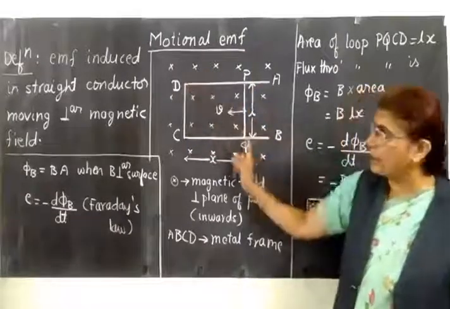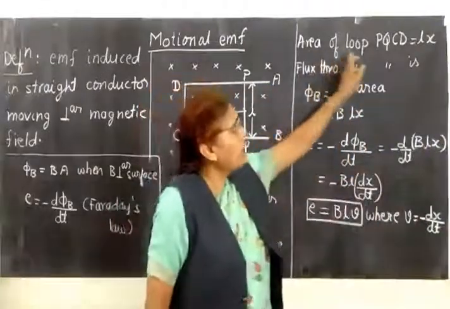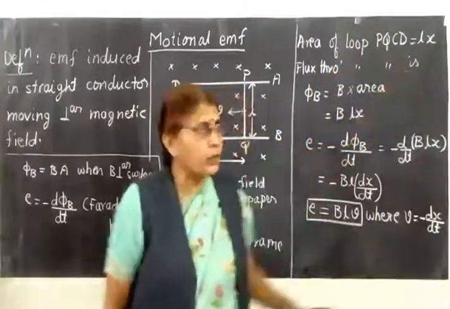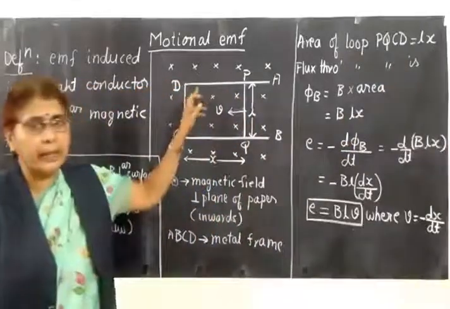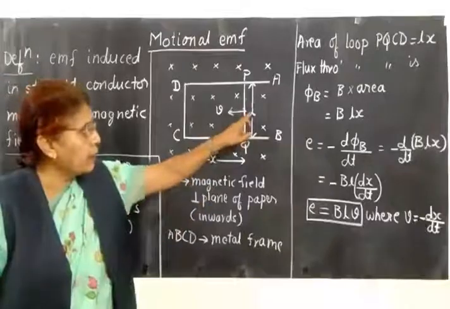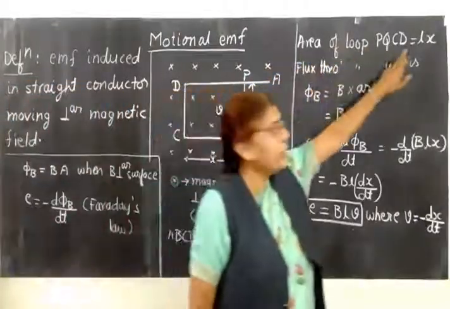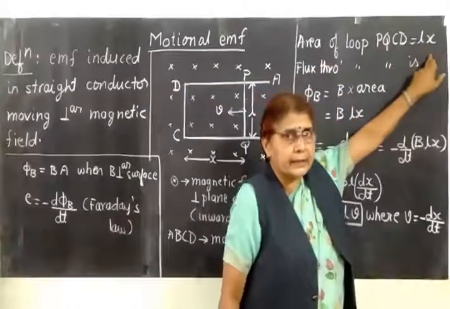You can see this loop PQCD. First we shall find out the area of the loop PQCD. This is rectangular in shape, therefore the area will be nothing but length into breadth, the product of L into x. So the area of the loop PQCD is given as L into x.